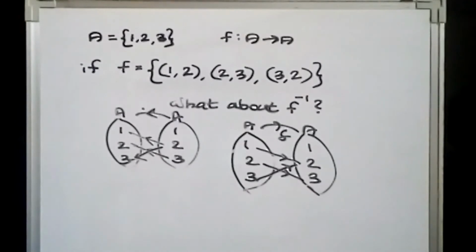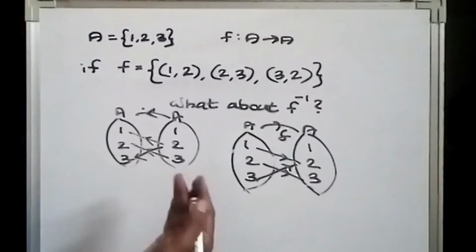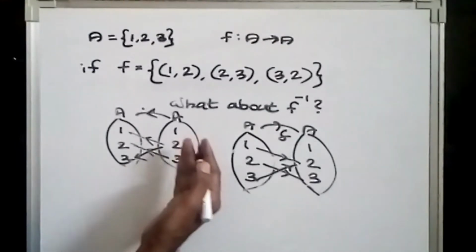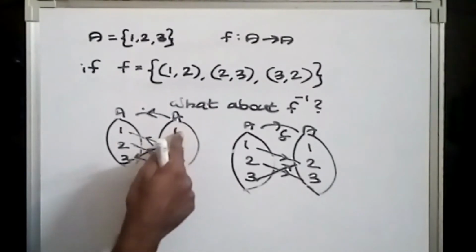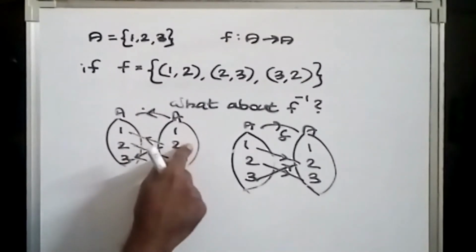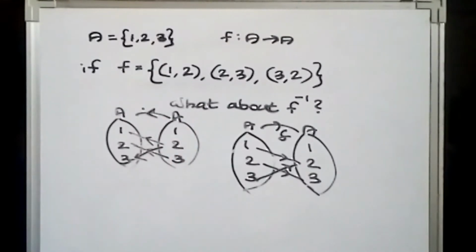The problem is whether F inverse exists or not. You may have got the idea. Here F inverse does not exist. Why? Because if we try to define a function from the second set to the first set, it is not possible. It is only a relation. It is not a function. Why is it not a function? Here 1 has no image, while the element 2 has 2 images. Therefore, the inverse function does not exist.